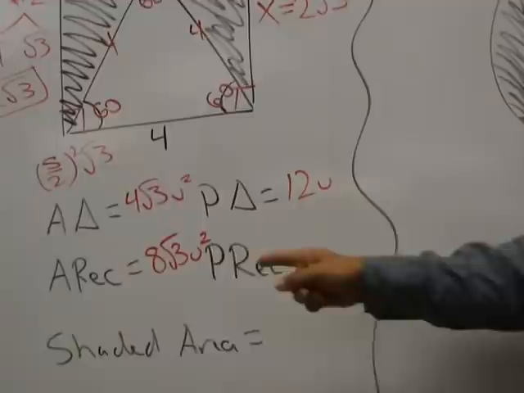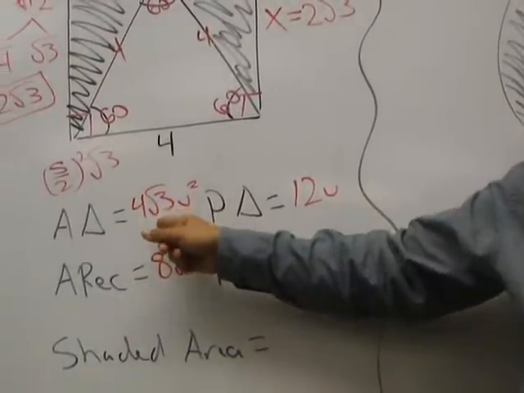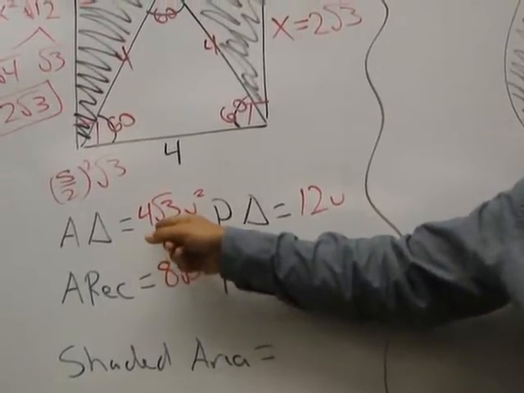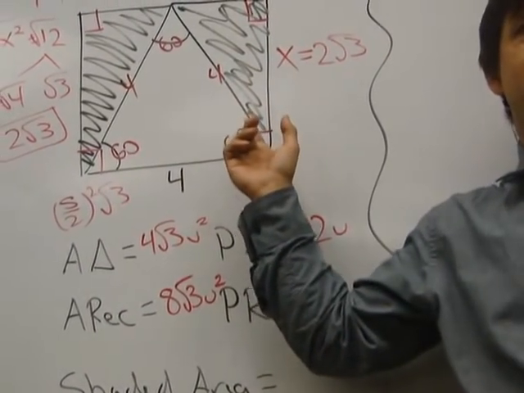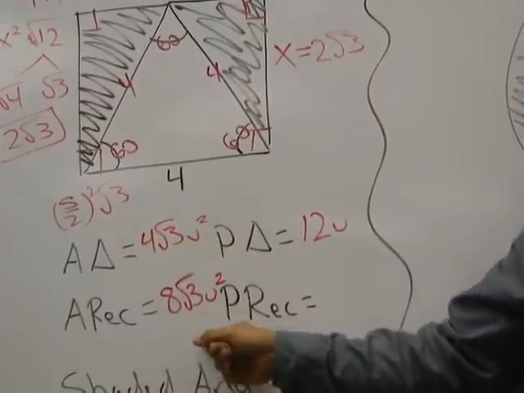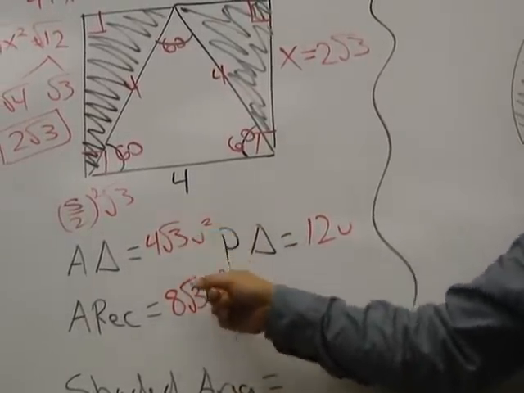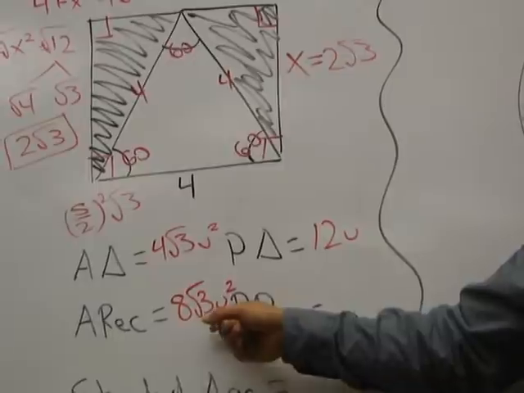Now I want you to think about something. What was the area of the triangle? 4 square root of 3. What did I tell you about triangles? Aren't they half of rectangles? Oh, so you could just do that instead? If you know what you're doing.